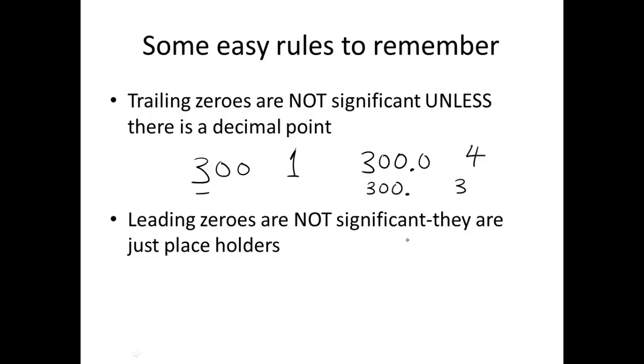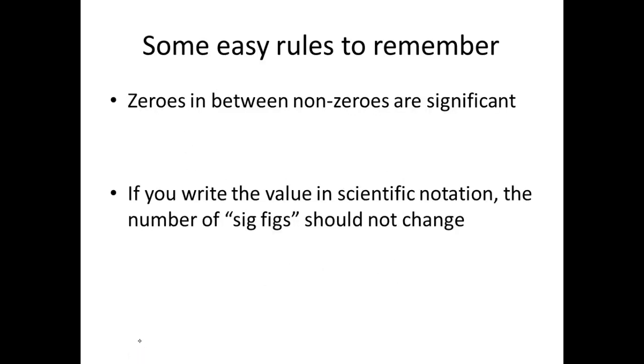Leading zeros are not significant. They are just placeholders. So if you have 0.02, these two are not significant, so therefore this is just 1 sig fig. Right? Just the 2 is significant. Zeros in between non-zeros are significant. Right, so if you had, let's say, 3002, okay, both of those zeros would count. That would be 4 sig figs.